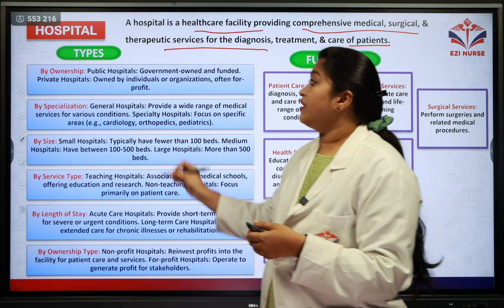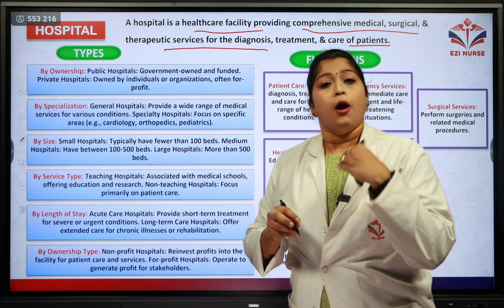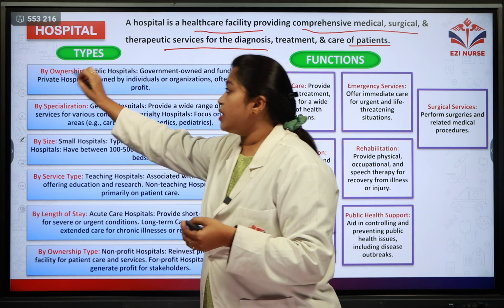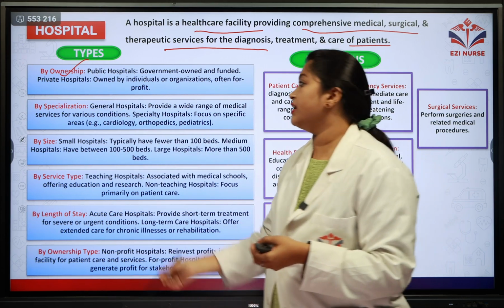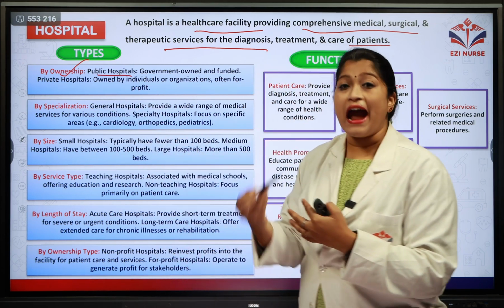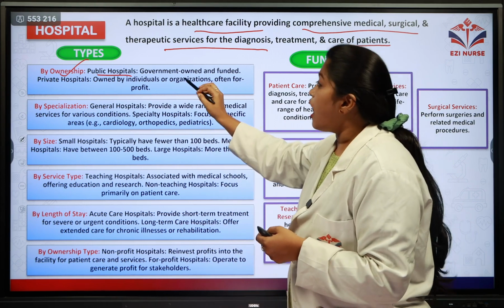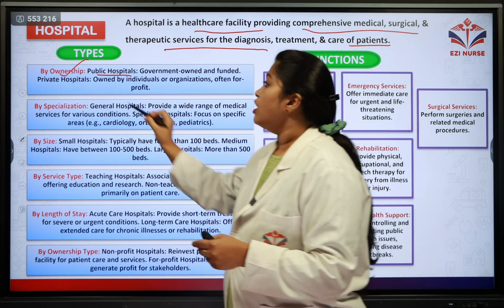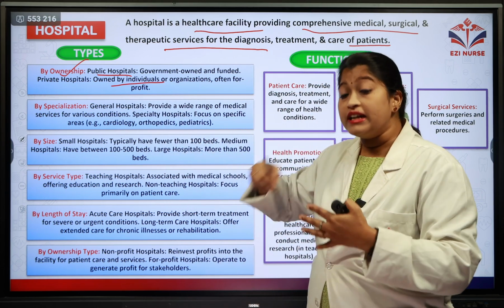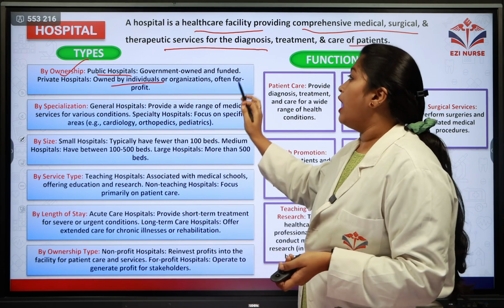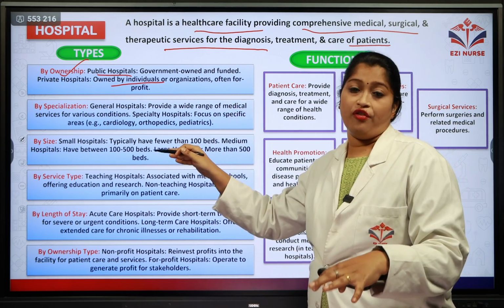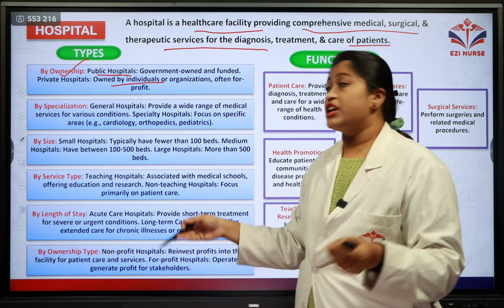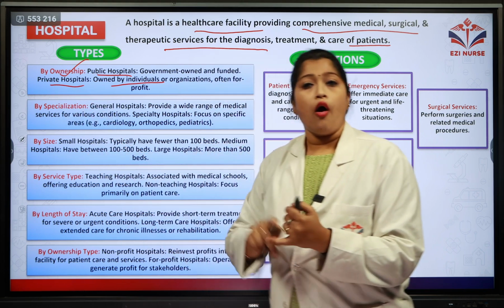So let's see what the different types of hospitals are. Based on ownership, hospitals are divided into public hospitals and private hospitals. Government owned and funded hospitals are called public hospitals, and those owned by individuals or certain organizations, often for the sake of profit, are called private hospitals.